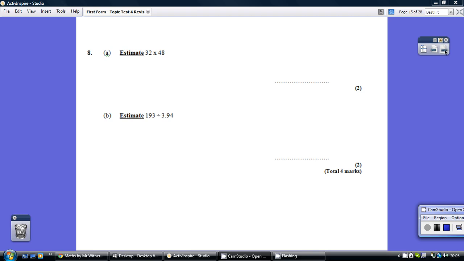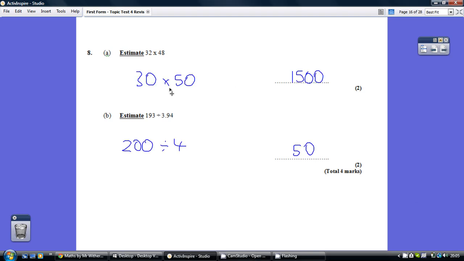Question 8. So, estimating. So, we're not calculating. You're not allowed to use your calculator for this. You've got to pretend you don't have a calculator.